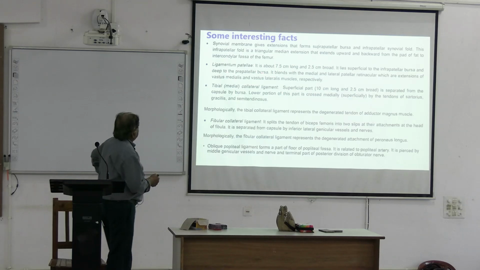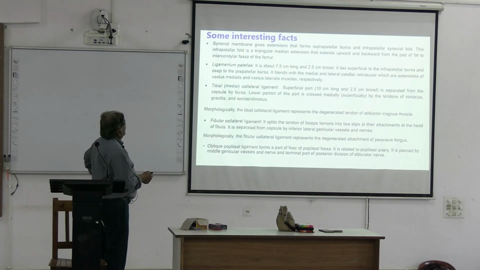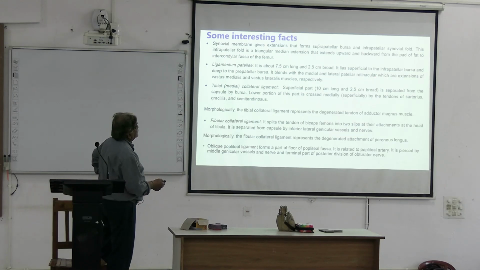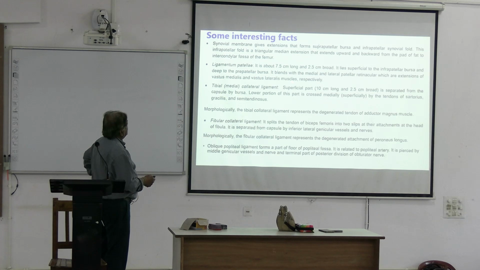The ligamentum patellae is about 7.5 centimeters long and 2.5 centimeters broad. It is lying superficial to the infrapatellar bursa and deep to the prepatellar bursa. It blends with the medial and lateral patellar retinacula, which are extensions of vastus medialis and vastus lateralis muscle respectively.